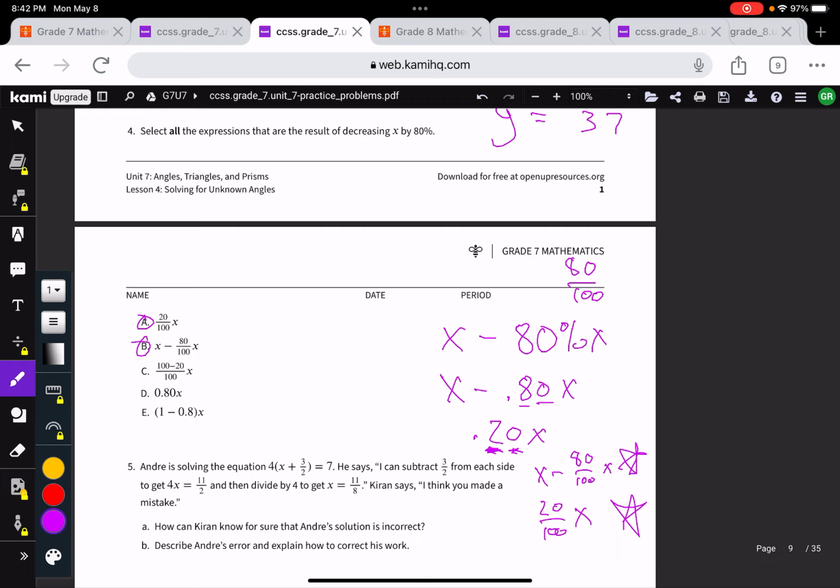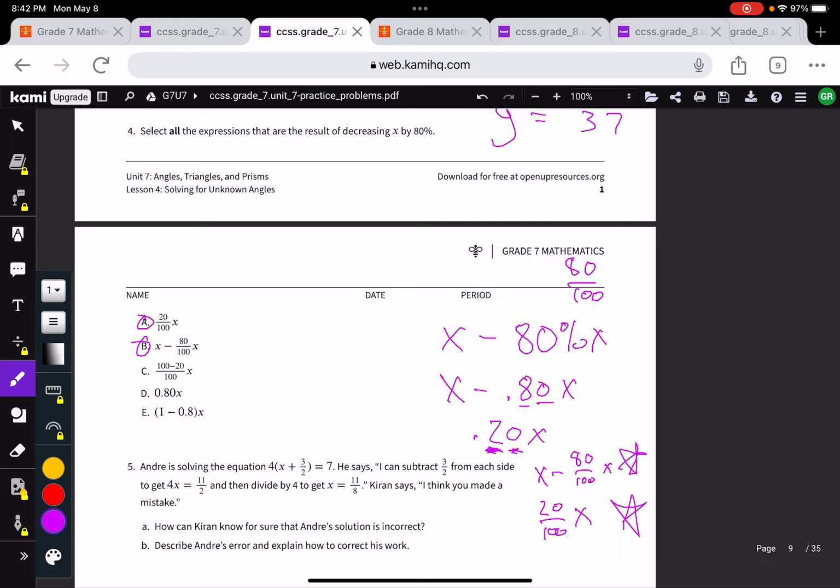10 minus 20 is 80. 80 100ths is 80%. 80% of x sounds kind of right, but we're getting rid of 80%. We don't want 80% of x. We're decreasing x by 80%. So it's not C, and it's not D, since we already know it's 20%.